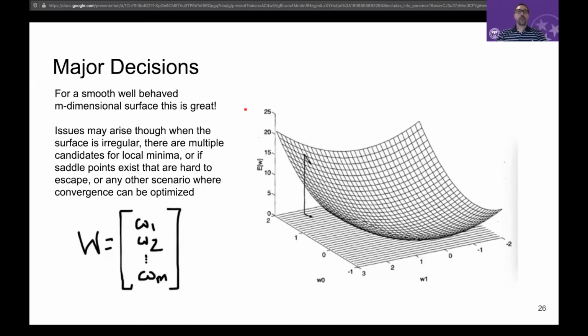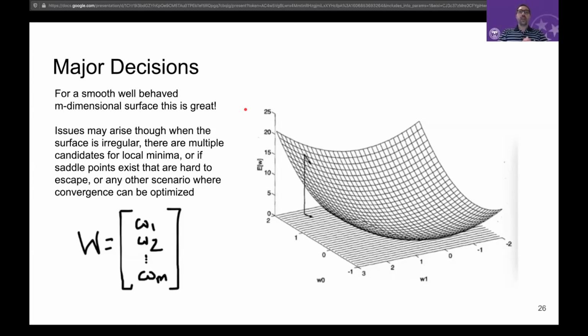All right, thanks, John. So we've so far talked about the problem and the theory behind calculating the gradient and applying it in terms of backpropagation to our machine learning weights that we have. And so we're ready to apply this right to real world the MNIST digits. But we have some major decisions to make because it's not that easy, right? So for smooth, well-behaved m-dimensional surfaces, we can do that. It's pretty easy. If the surface is convex like this one, there's going to be one global minima that'll be easy to find, so we'll converge on top of it.